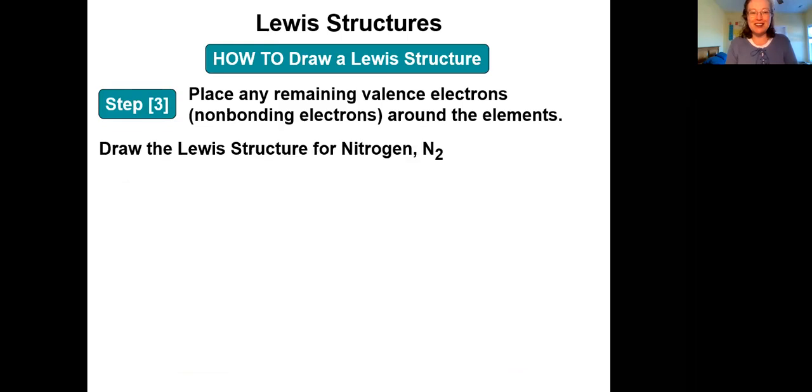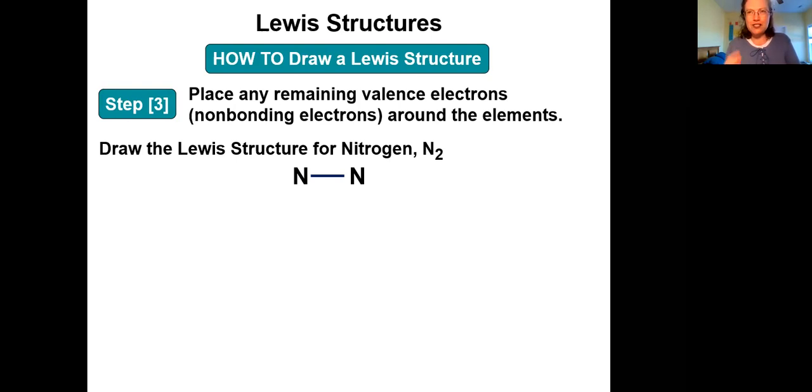Let's do another one like that. Let's draw the Lewis structure for nitrogen. And remember, when I say nitrogen now, and we're talking about an individual molecule, it's going to be diatomic, 2 atoms in a molecule of nitrogen. You can also call it nitrogen gas if you want, because most of the time it's a gas. So I start with my 2 nitrogen atoms and I give a single bond between them.